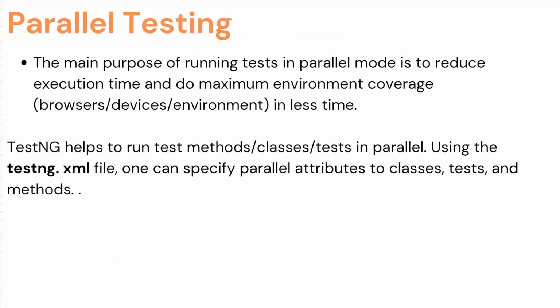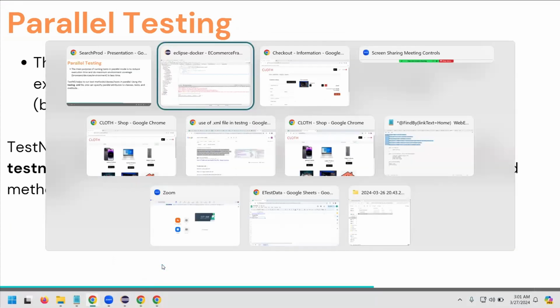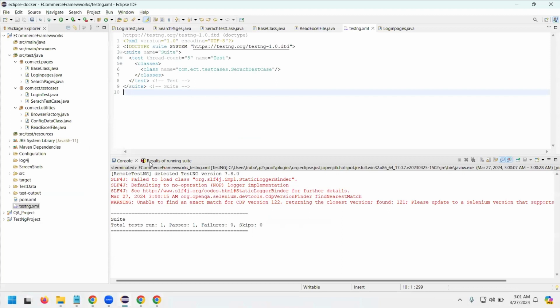So parallel testing, basically the main purpose of running tests in parallel mode is to reduce execution time and to maximize environment coverage in less time. So TestNG helps to run tests, methods, and classes in parallel. Using the testng.xml file, one can specify parallel attributes for class, test, and method. So here you have one of the features like parallel testing. What can you do in this parallel testing? You can run multiple classes parallelly.